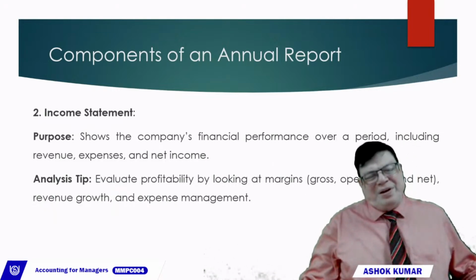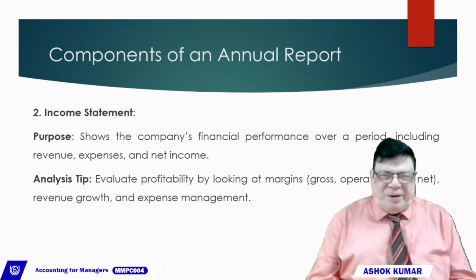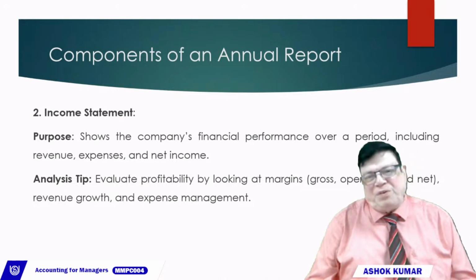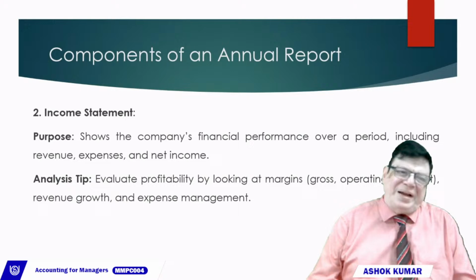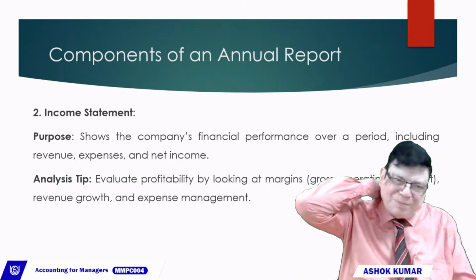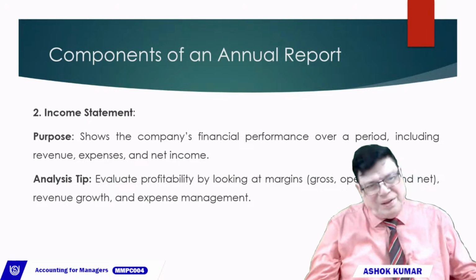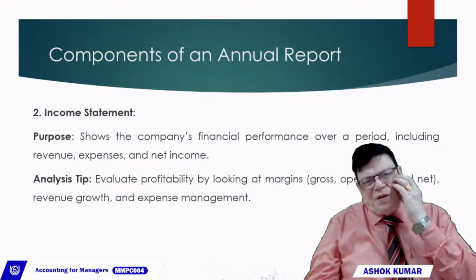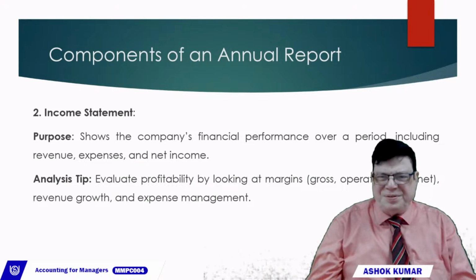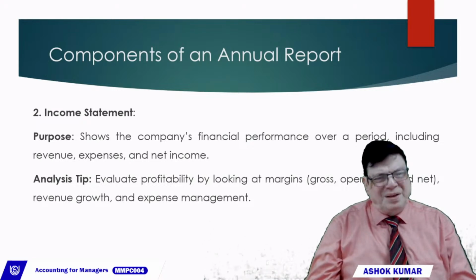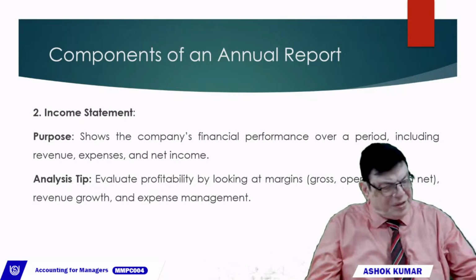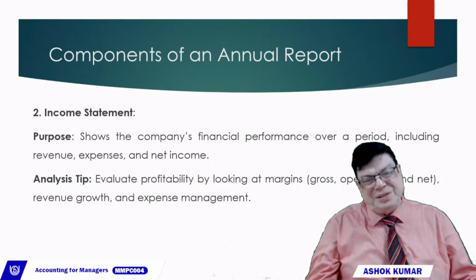Next is the income statement. It shows the company's financial performance over a period, including revenue, expenses, and net income. Evaluate profitability by looking at margins: gross profit, operating profit, and net profit. Also look at revenue growth and expense management, how to manage these expenses.